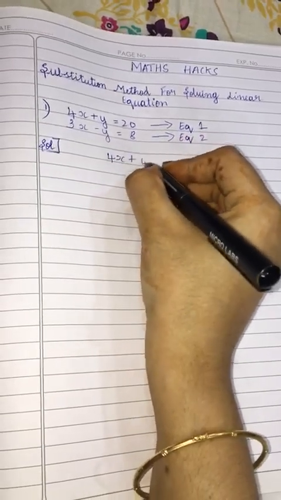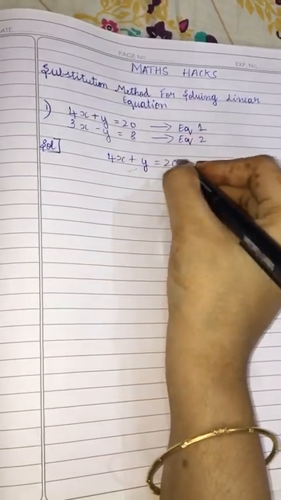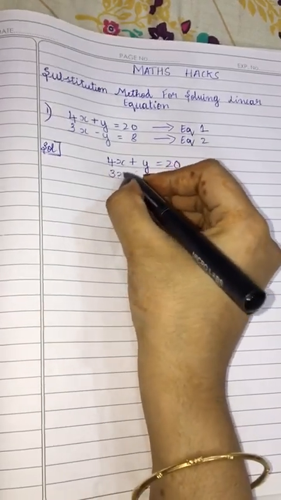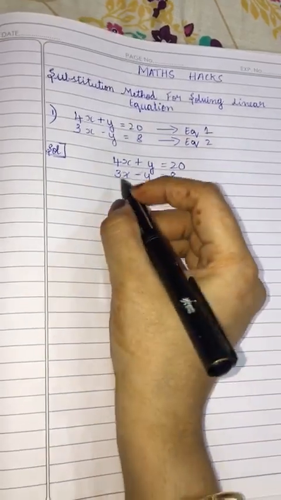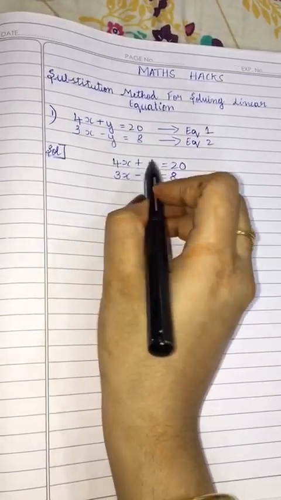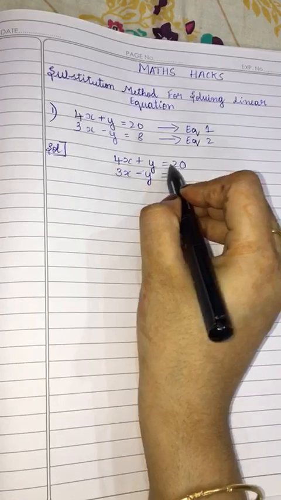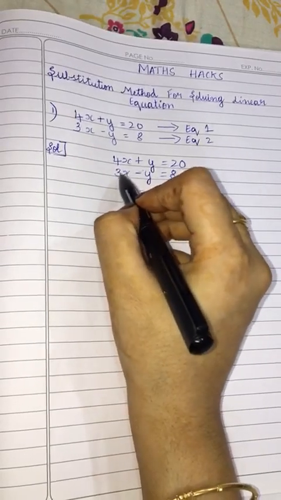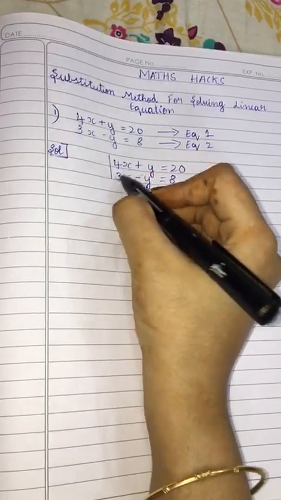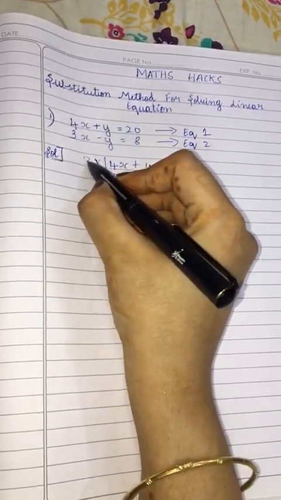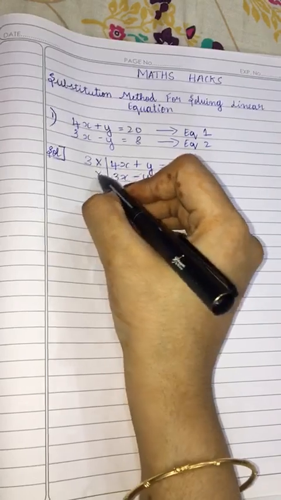4x plus y is equal to 20. This is equation 1. And this is the second equation: 3x minus y is equal to 8. Now we have to multiply this equation with 3 and this equation with 4. So how will we do that? We will take this 3 here into 3, and we'll take this 4 here into 4.